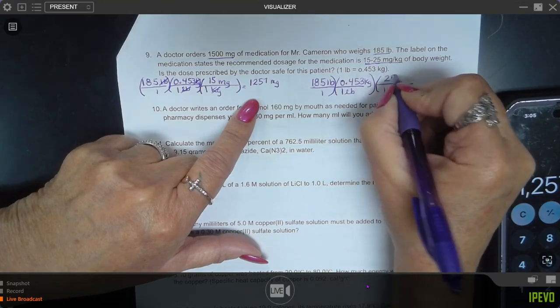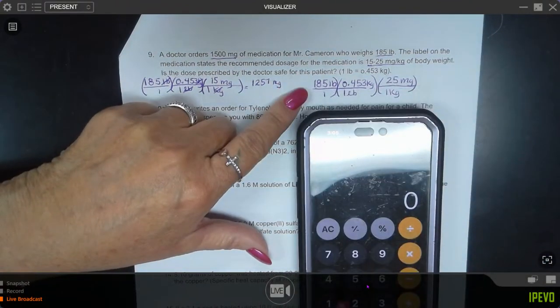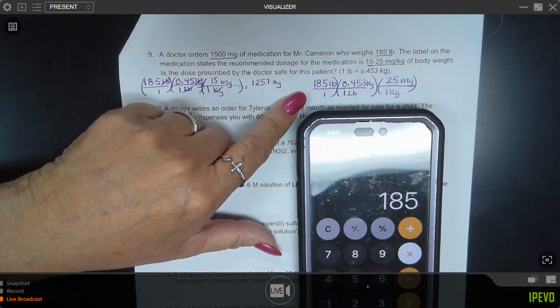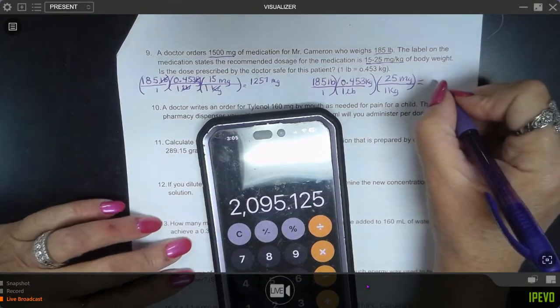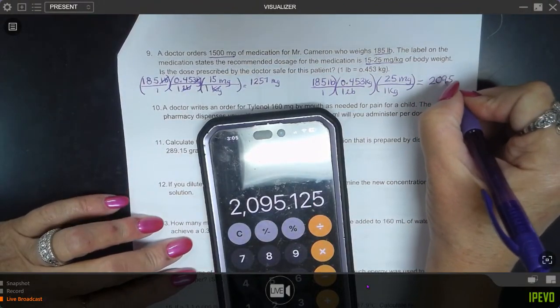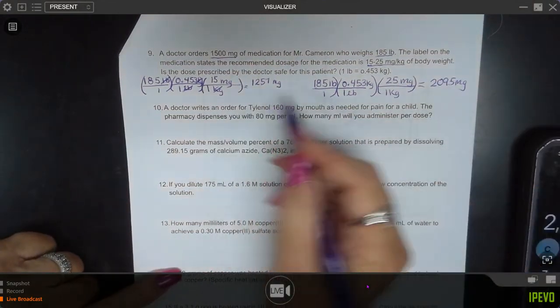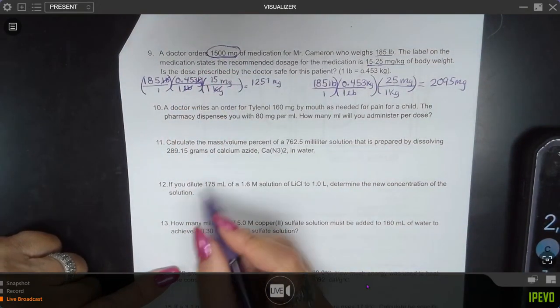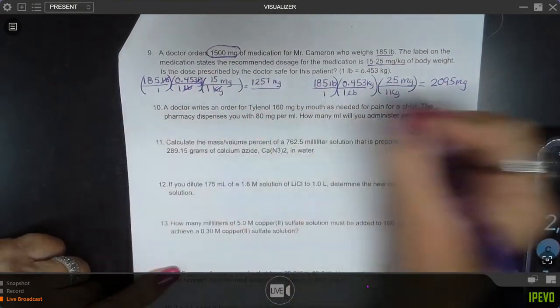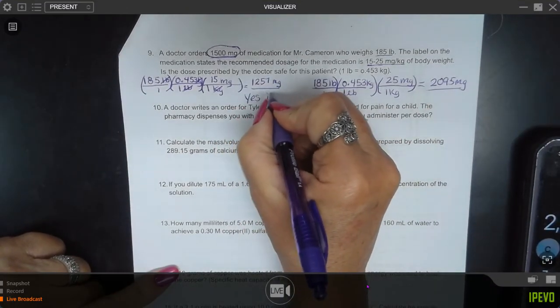And this time it'll be 25 milligrams. Okay, so I'm going to do 185 times 0.453 times 25. The upper dose is 2,095 milligrams. Okay, I'm not going to worry about sig figs here because the answer is just going to be, is this 1,500 milligram dose safe? So if the low dose is 1257, the high dose is 2095, that dose is safe.